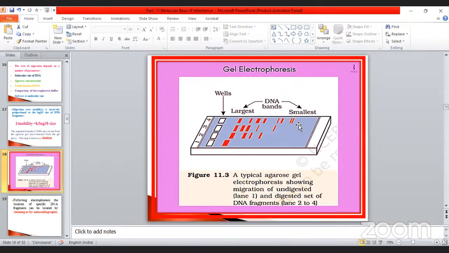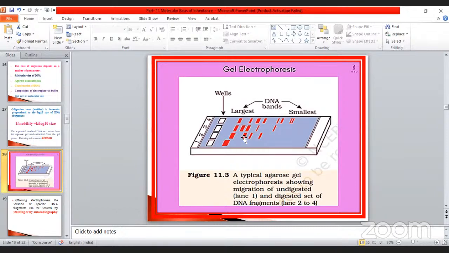The smallest molecule, otherwise called the low molecular weight, can move fast. The higher molecular weight moves slowly. So this one is the highest molecular weight compared to this one. According to the molecular size, they migrate. That's why they have given us the smallest molecules band here, and these are all our largest molecules.